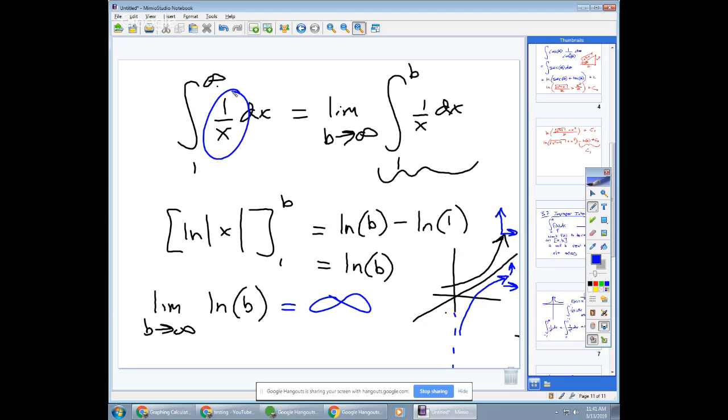What about 1 over x squared? Yes, that one shrunk down quick enough. So sometimes these things converge, sometimes they don't. The only way to know is to find an antiderivative and then, at the trouble point, do a limit. And that's what improper integrals are.